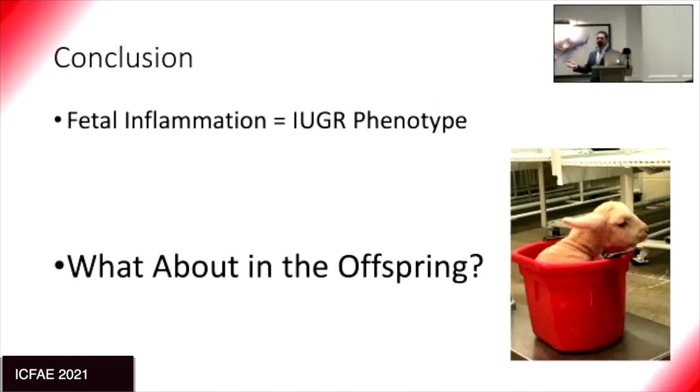Okay, so our conclusion from that is that fetal inflammation does indeed result in this IUGR phenotype, but that's only part of it, because what we really needed to know is, does that persist in the offspring? To be blunt, if it didn't, we probably wouldn't care much about it, because that would mean it's not programmed, which would mean it's not a target. It's not a postnatal target for us.